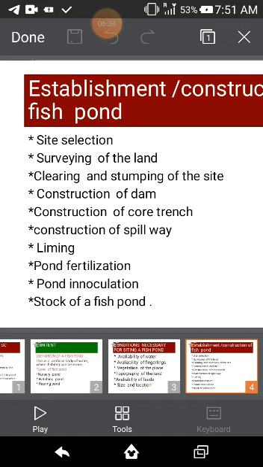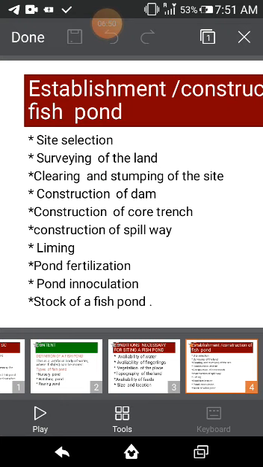Establishing and construction of a fish pond. Before construction of a fish pond, certain operations must be carried out. These include the following: site selection.